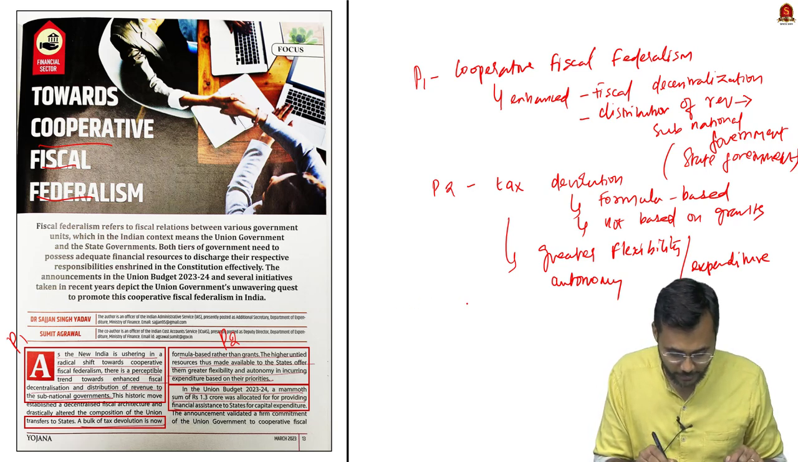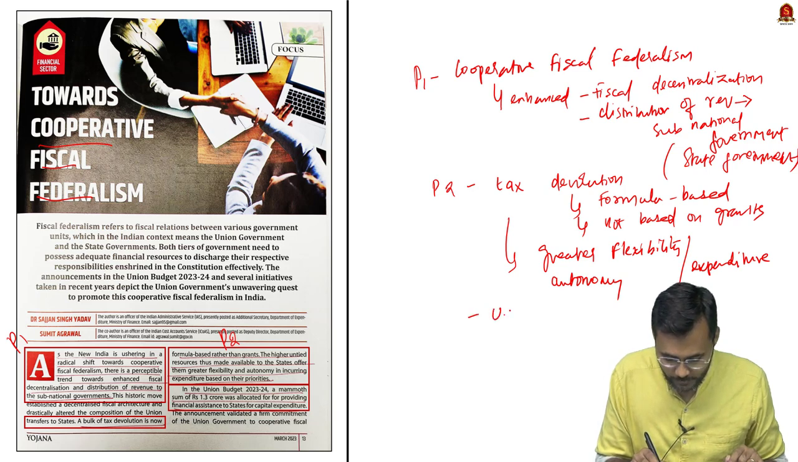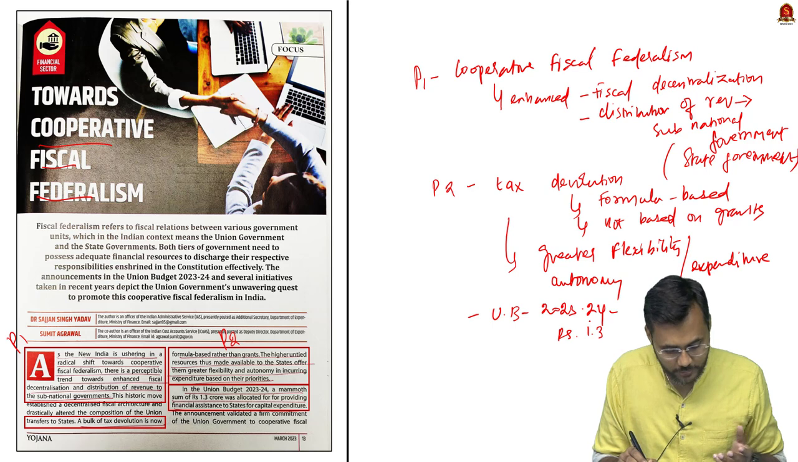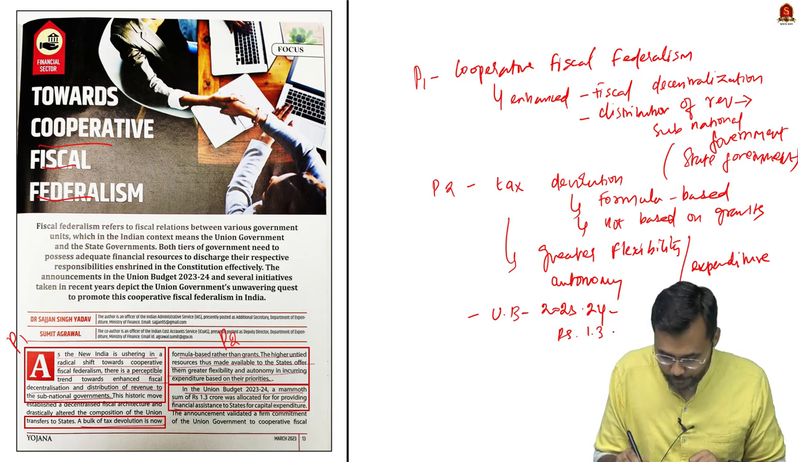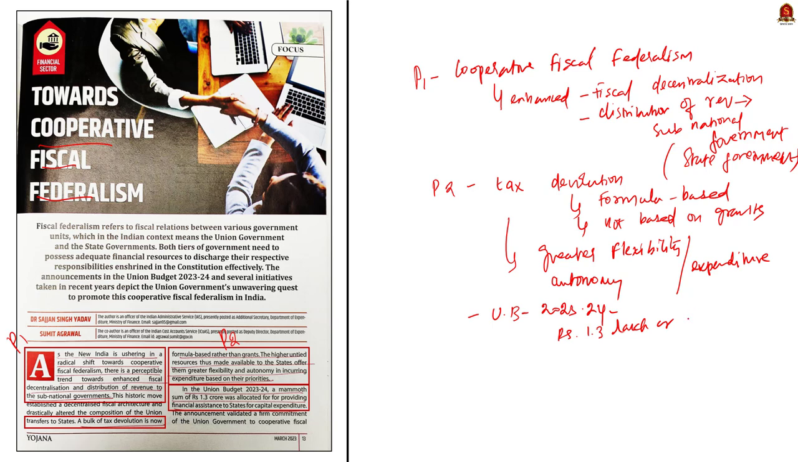And also in this paragraph 2, it speaks about this union budget 2023-24, and it said that rupees 1.3 crores is given. Actually, it should be 1.3 lakh crore, allocated as financial assistance for states for capital expenditures. This is another most important thing.